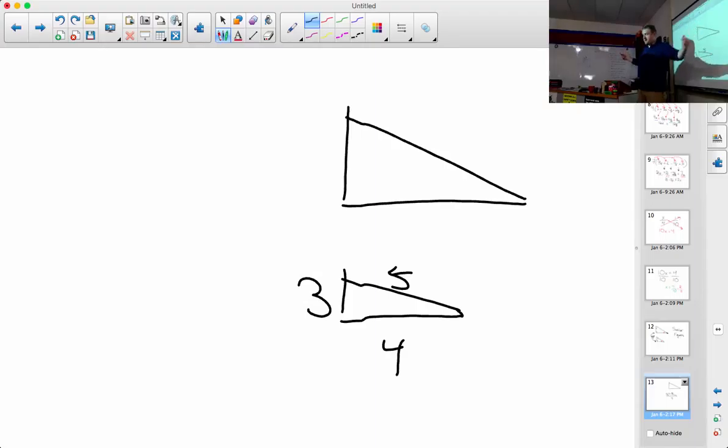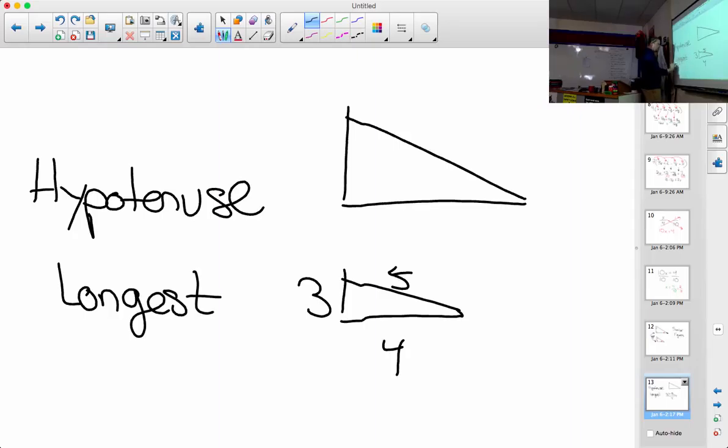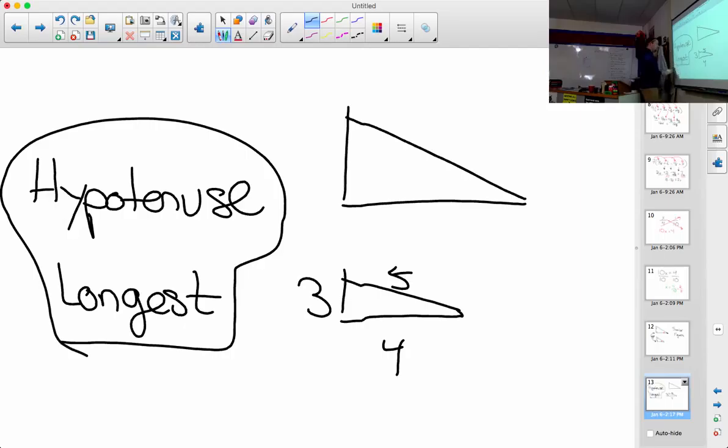It's always the what side? Right, the longest. The longest side. The hypotenuse is always the longest side. All right, so in this small triangle where it says 3, 4, 5, what side is the hypotenuse? Yeah, the 5.